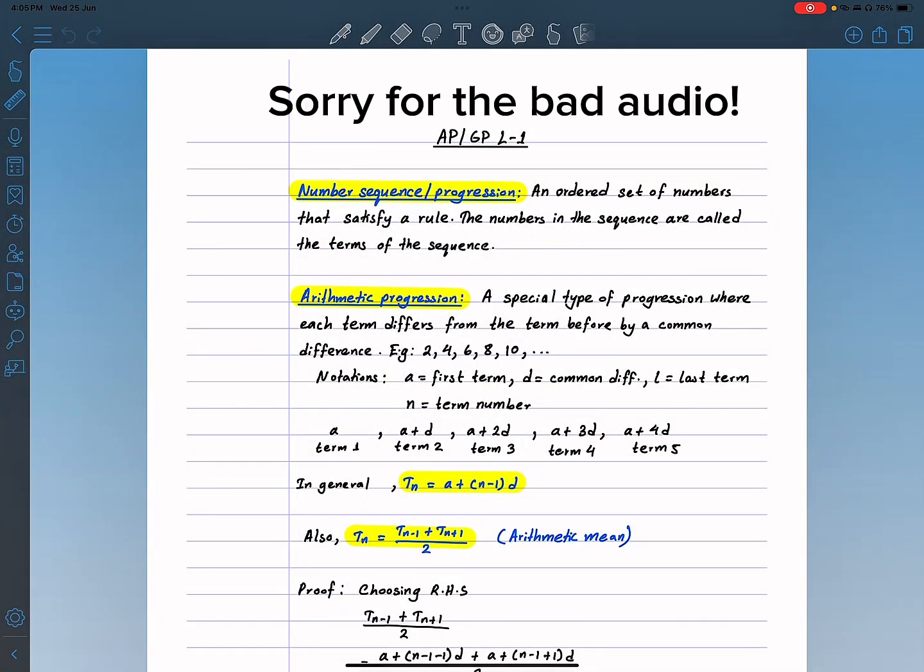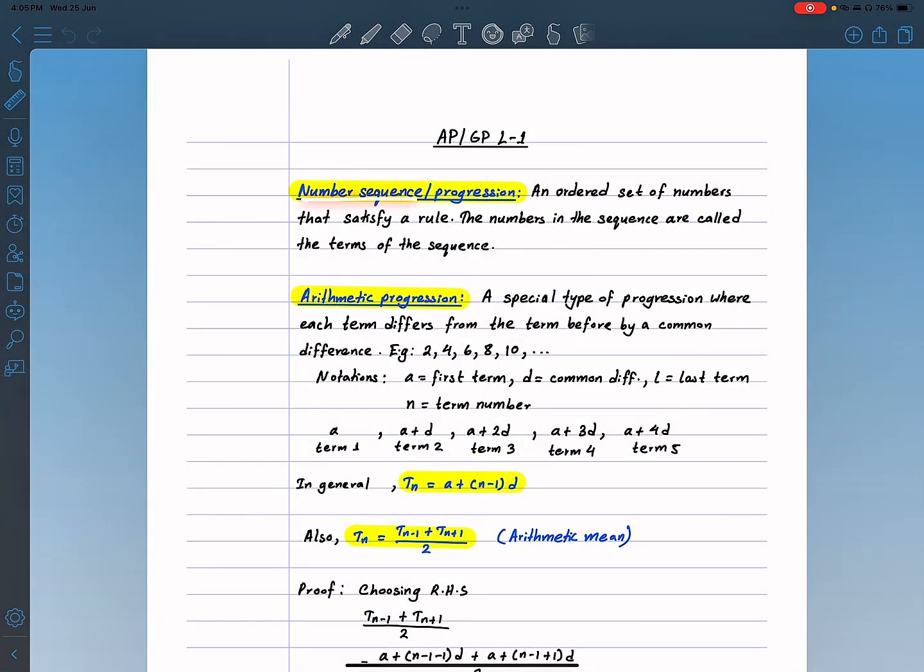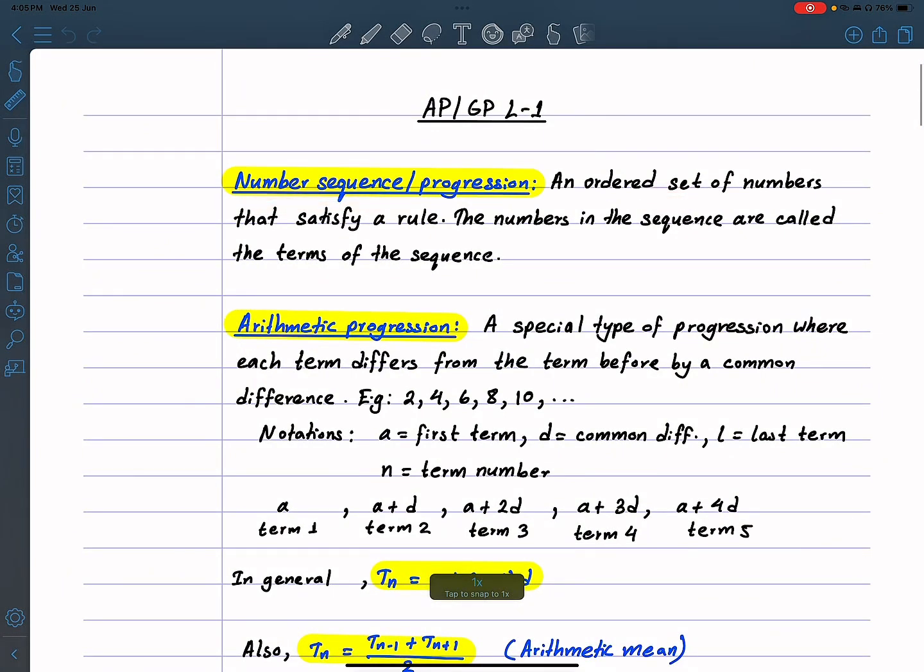I think you recall the definition of a number sequence or progression from the Maths T syllabus. So, what does it mean? A number sequence is an ordered set of numbers that satisfy a rule. The numbers in the sequence are called the terms of the sequence. In our syllabus for additional mathematics, we will learn two special number progressions. One is the arithmetic progression, shortened for AP, and the other one is geometric progression, short for GP.